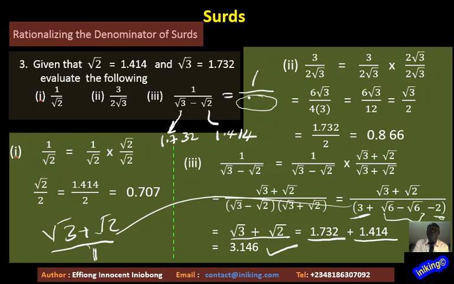Now with this, we have come to the end of Surds. We have seen how to simplify Surds. We've seen how to operate algebra of Surds, and also how to rationalize Surds with the denominator as just a single surd, or with a composite surd where we need to use the conjugate.